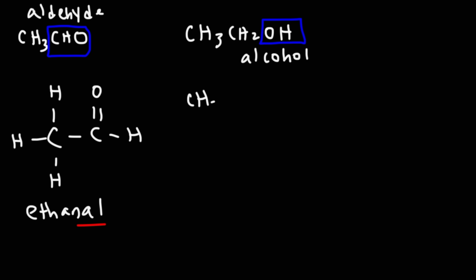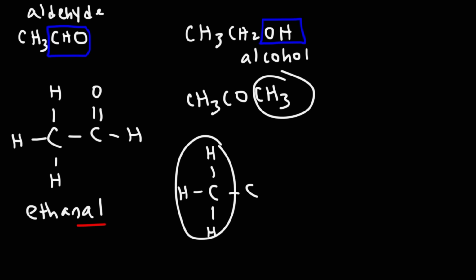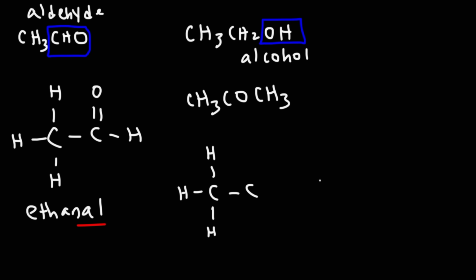What about this one? CH3COCH3. How would you draw that? So we have carbon on the left with 3 bonds to hydrogen. There's another carbon. And anytime you see CH3, it's always going to look like this at the end. So we don't want to draw it this way because carbon is going to have 2 bonds and not 4.